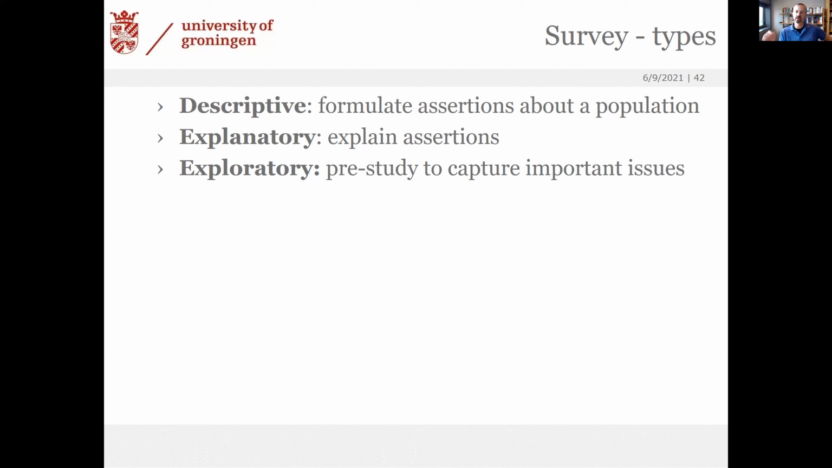And finally, exploratory surveys are usually preliminary studies where you don't quite understand something. So you want to do this initial step to sort of understand the main issues behind the phenomenon, and then you can follow this up with, let's say, a descriptive study or an explanatory study.